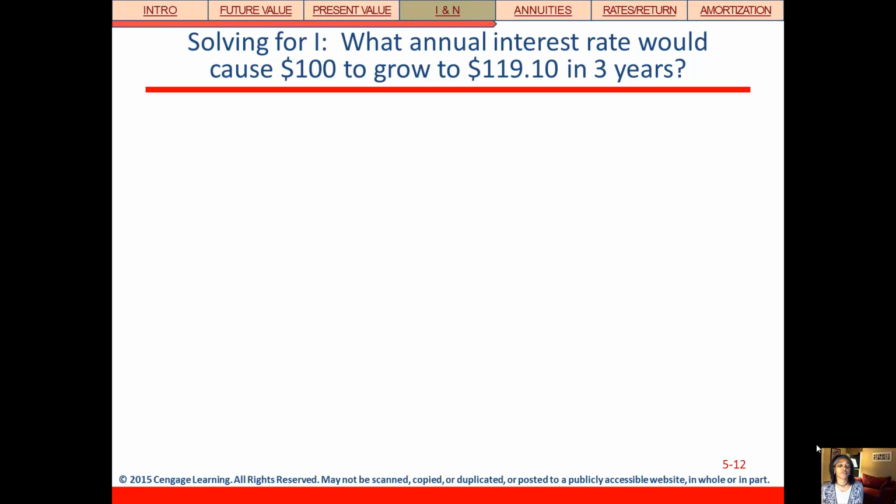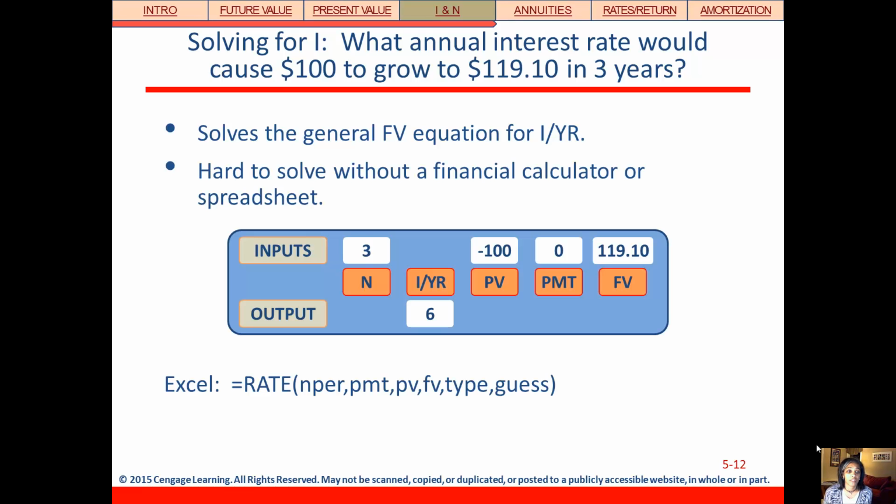Let's go on to solving for the interest rate and the number of periods. So let's take a look at this example on interest rate. What annual interest rate would cause $100 to grow to $119 in 3 years? So that means that our N is 3, our present value is $100, and our future value is $119.10. And so what we would do is just use our future value equation, but instead of solving for future value, we're going to solve for the interest rate.